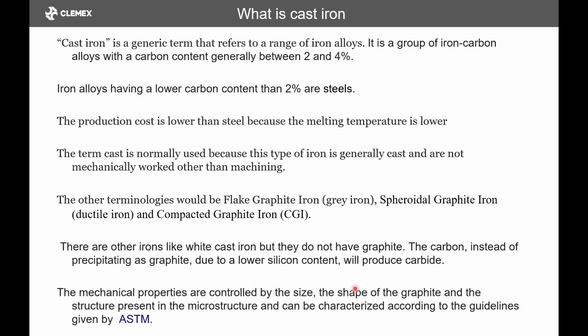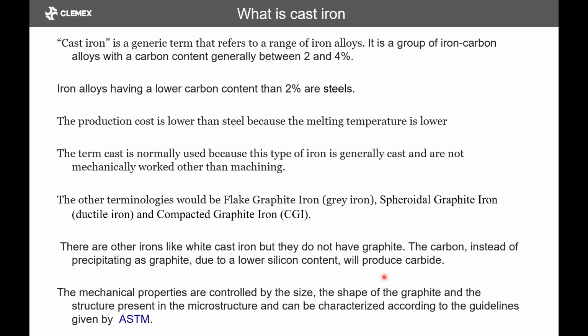Now it can be called with other names: flake graphite, gray iron, spheroidal graphite iron for ductile, and CGI, as I said. I don't think there's any other name for this. There are others. It's called white cast iron, but this one has no graphite in it, so it's only carbides. So that's why when you break it, it's white.